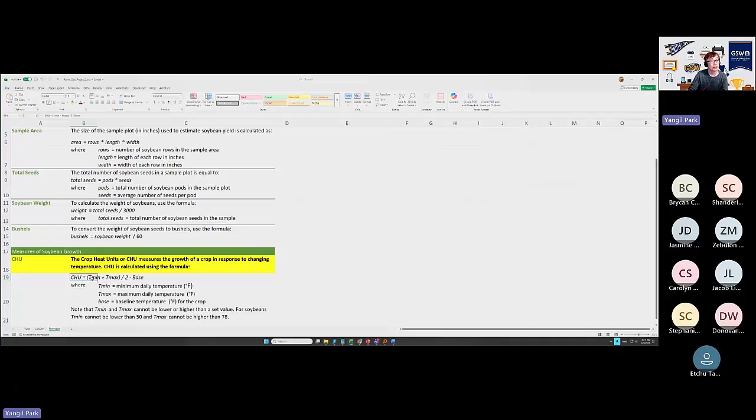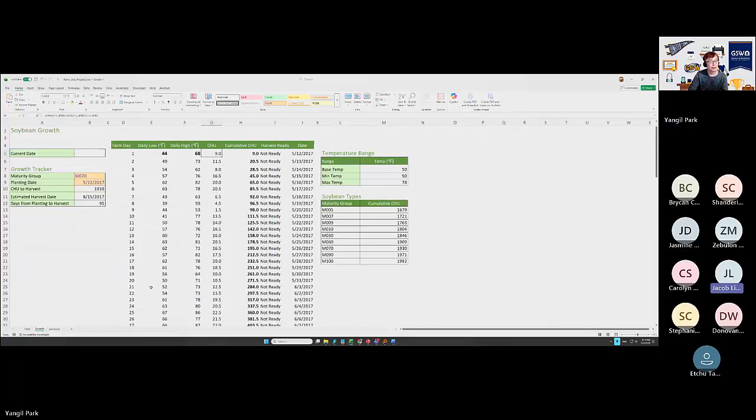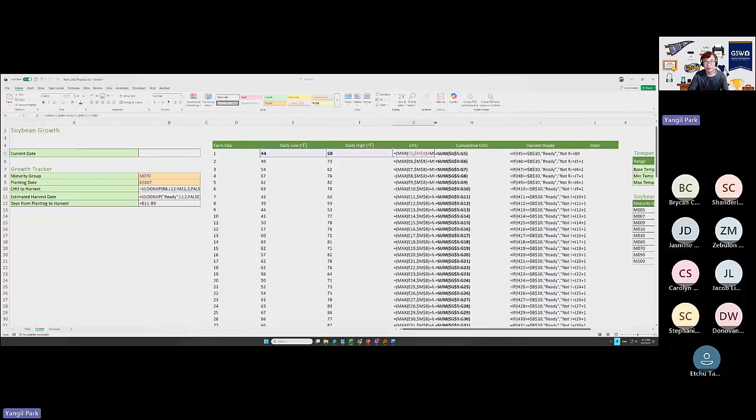So they figured: minimum plus maximum, divided by 2, minus base temperature. That's the formula they developed. We don't have to know where it comes from, because they figured it out from history, from a bunch of data they have. That's what we're going to apply. Columns D, E, F are given. So we're going to calculate CHU, which is again this formula.